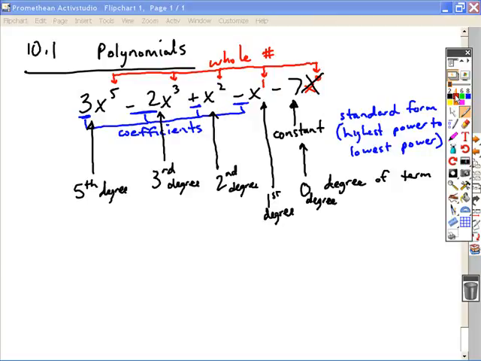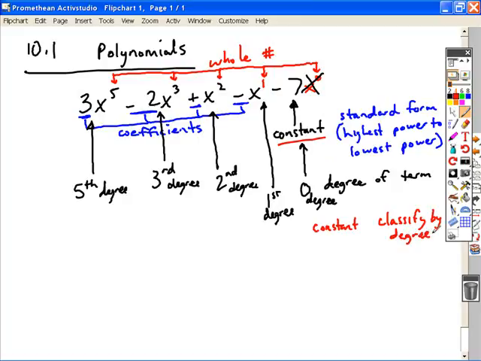In addition to the degrees, they have some names, some classifications based on those degrees. If you have a 0 degree term, the classification is constant. And so if you're asked to classify by degree, anything with a 0 degree term or a 0 degree is classified as a constant. A 1st degree expression is classified as linear. It's a linear expression or linear equation or linear function. And we've talked about those already.